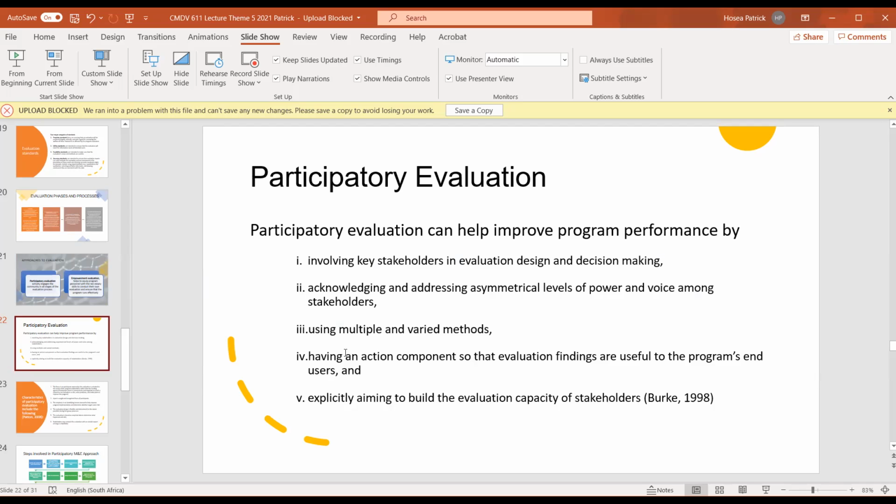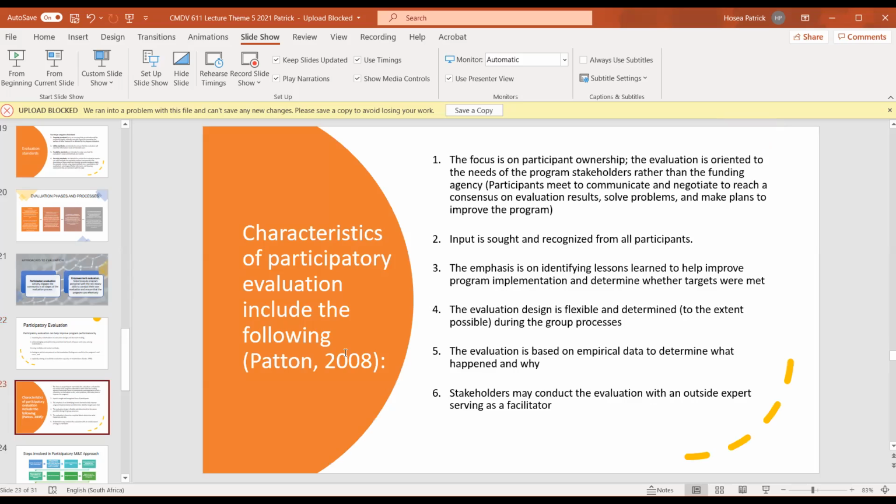It's also useful using multiple and varied methods, having an action component so that evaluation findings are useful for the program end user. That's what happens in the participatory evaluation. So what are the characteristics of this?